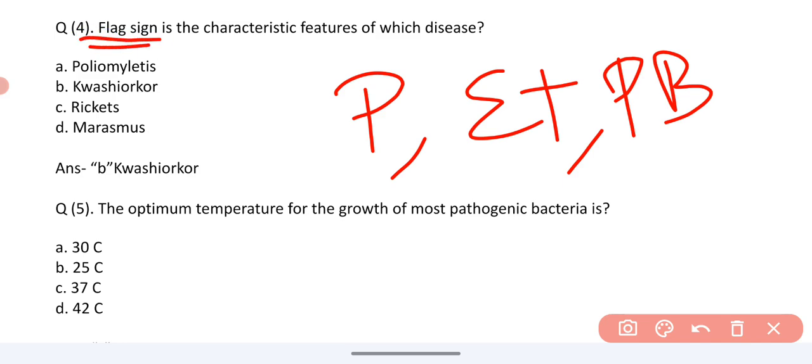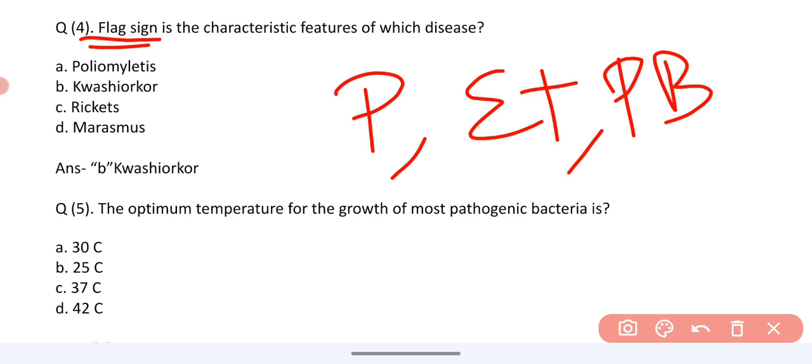What is flag sign? A band of discoloration of the hair. In the hair there is a discoloration; a bunch of hair color will be totally changed. This is called what? Flag sign. So these are all the classical characteristics of Kwashiorkor.